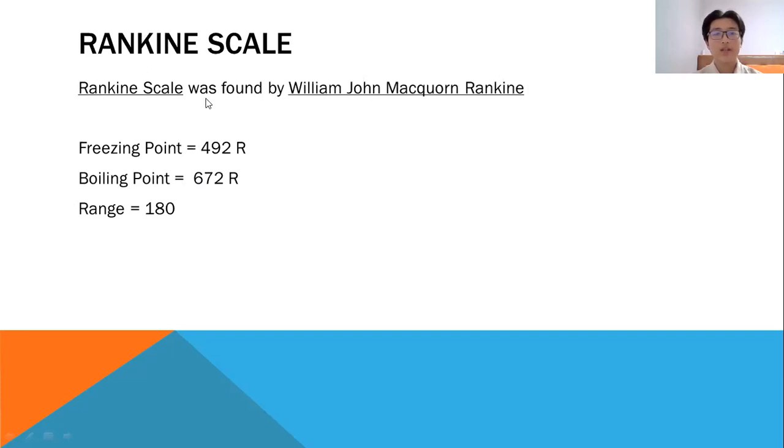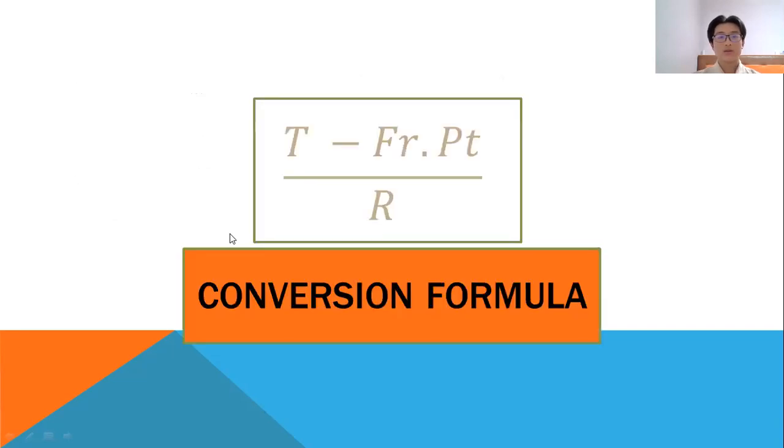Next, the fifth, the Rankine scale. The Rankine scale was founded by William John Macquorn Rankine. The freezing point for Rankine is 492. The boiling point for Rankine is 672. So to find the range for Rankine, we have 672 minus 492, it's 180.